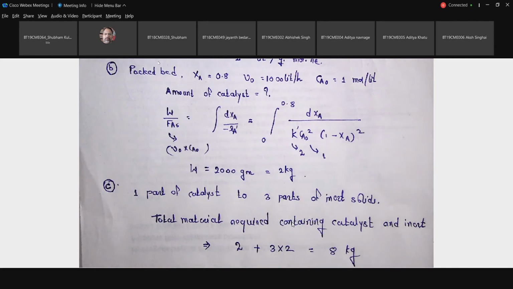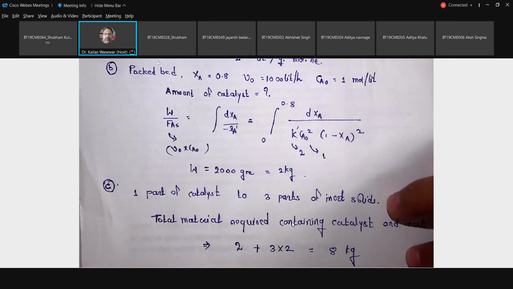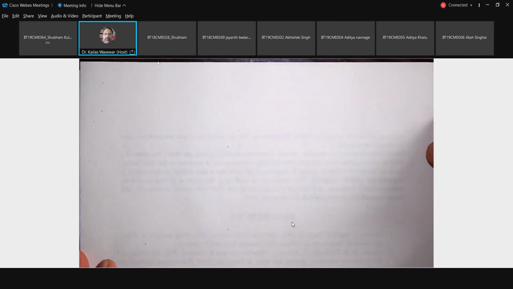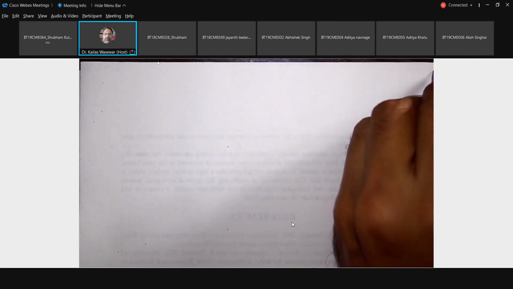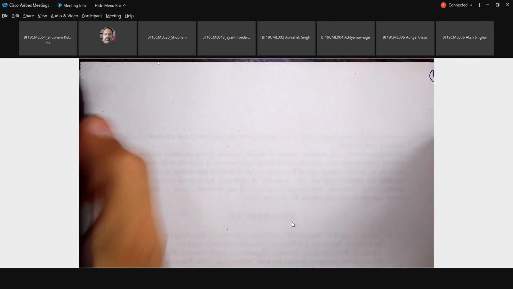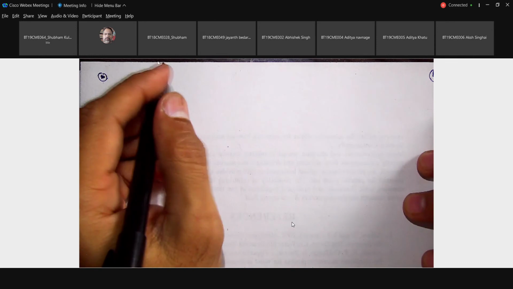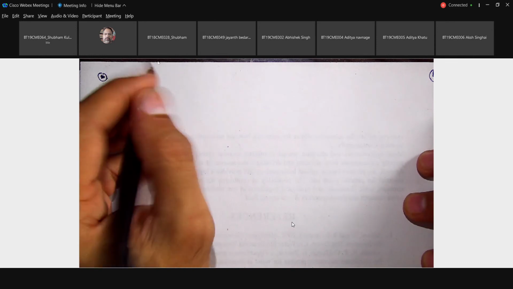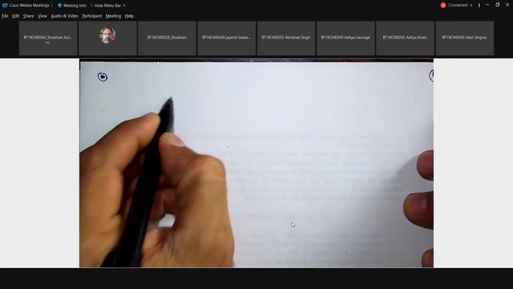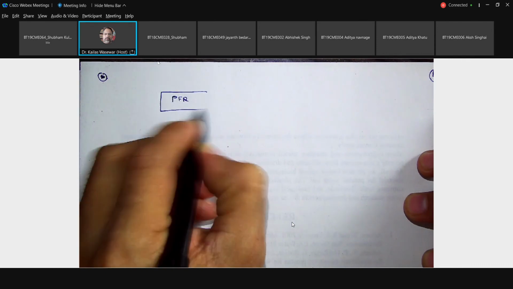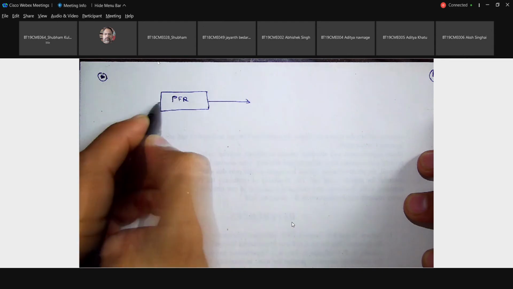Similarly, there is a very simple one more example. That is again, I can say, a revision of your CRE1. So again, PFR with recycle loop.